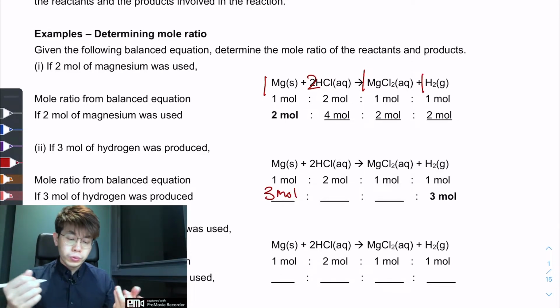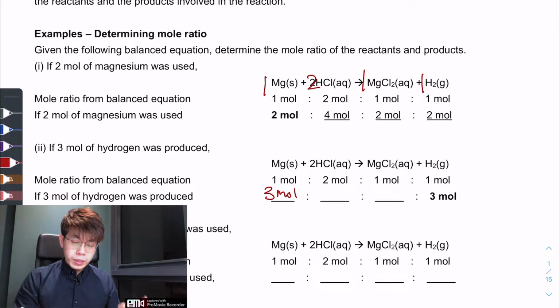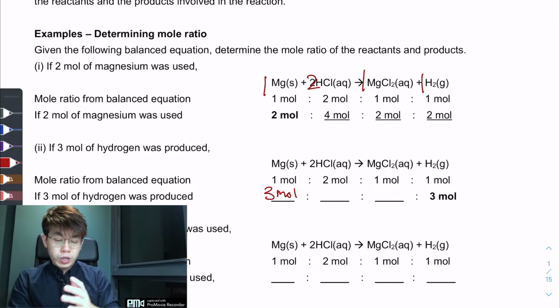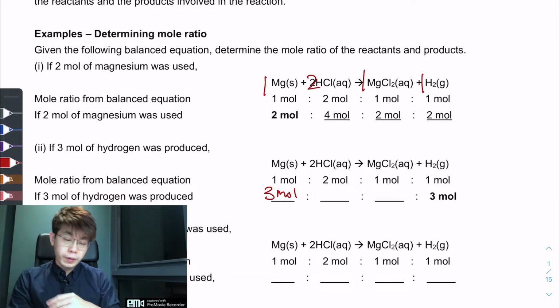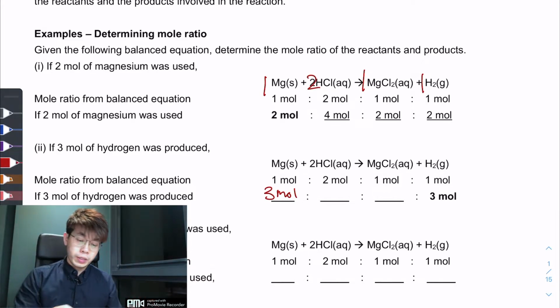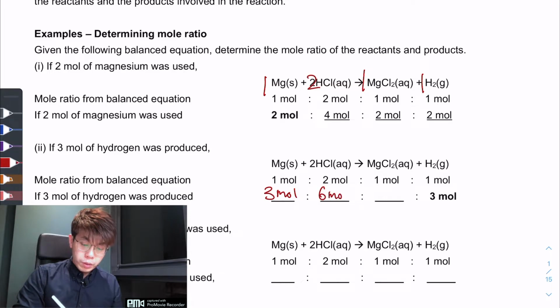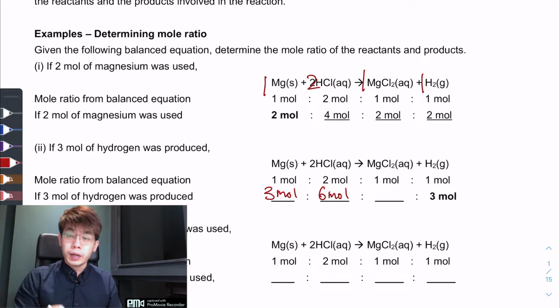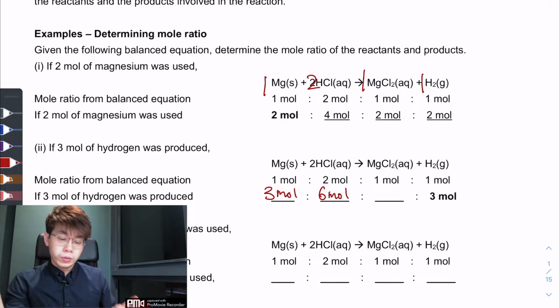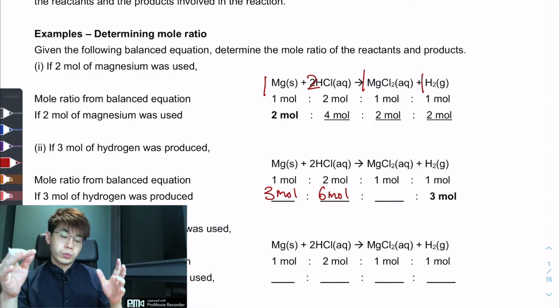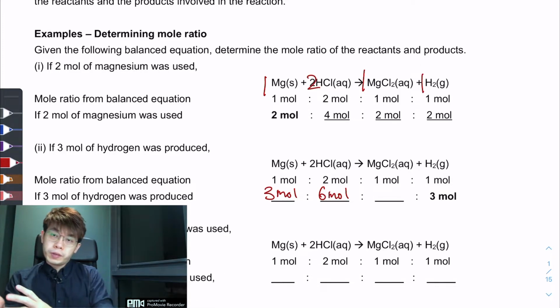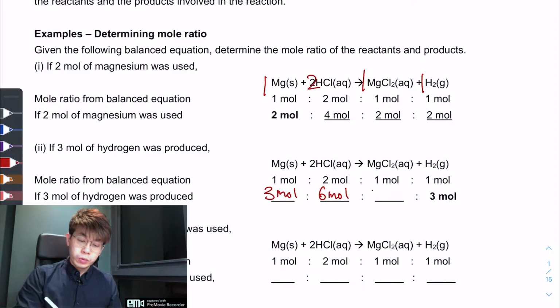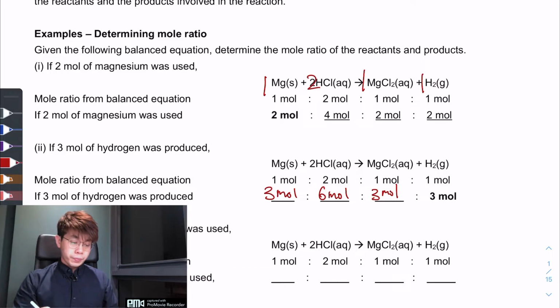How many moles of HCl do I need? Since the ratio of HCl to H2 is 2 is to 1, the number of moles of HCl needed now is 6 moles. Because 2 is to 1, and now I change the 1 to 3, so I make the 2 into 6 moles. If I form 3 moles of H2, I will also form 3 moles of MgCl2. Right? Okay, so now let's up the question a little bit.